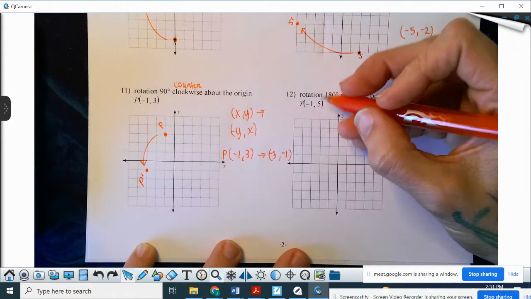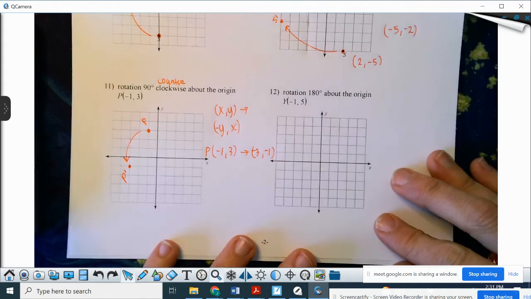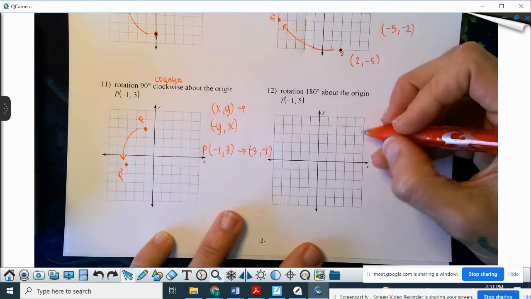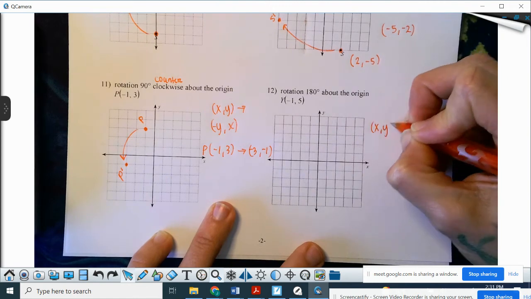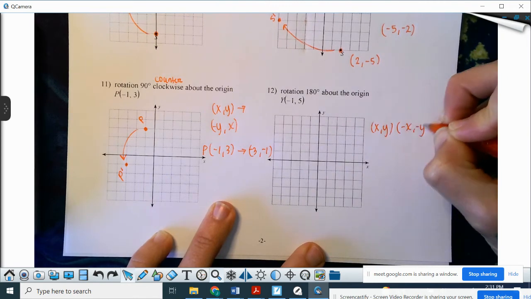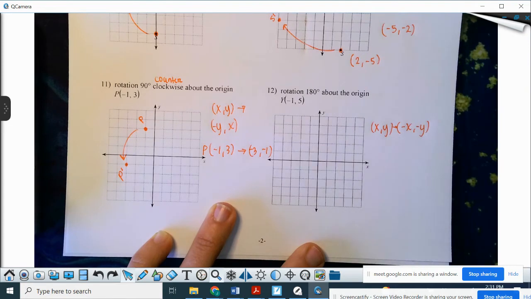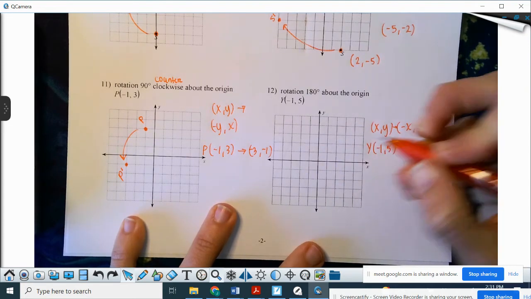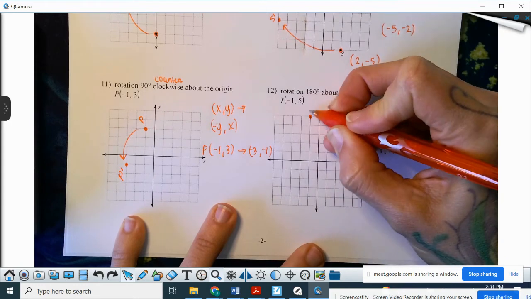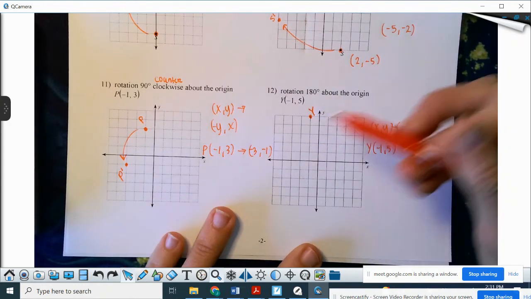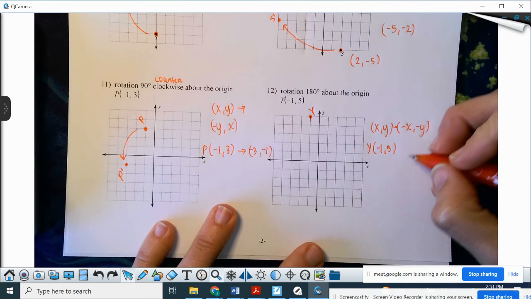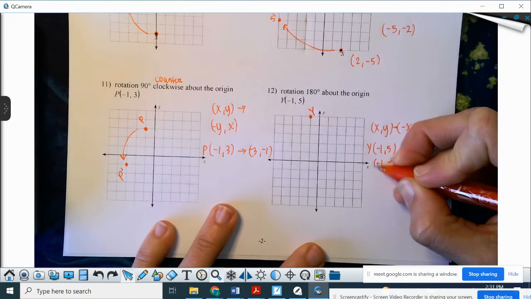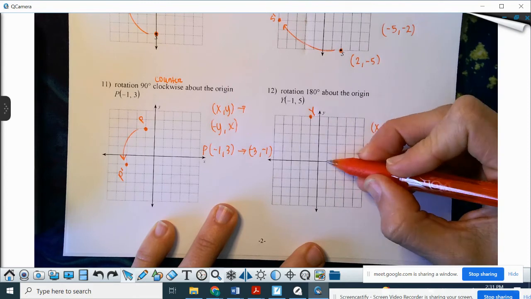So (-1, 5), 180 clockwise or counterclockwise is the exact same thing. So (x, y) just becomes (-x, -y). They don't switch spots, they just become opposite symbols. So since it's (-1, 5), 180 degrees, whichever way you want to think about it, is going to become (1, -5).